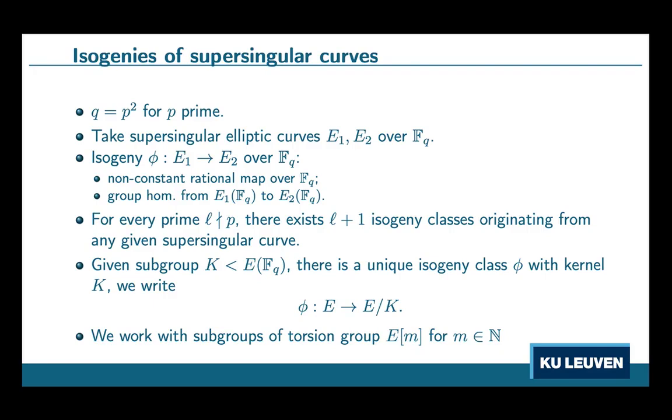Now, for every subgroup K of the group of points, we can in fact identify a unique isogeny class with that kernel. So this gives us an easy way to represent isogenies. We only have to specify their kernel, and then we can say that phi takes E to E mod K, and that's the step taken in the graph. And so we'll be particularly working with subgroups of the torsion E[M], where M is an integer, and this group is simply the group of points of E whose order divides M.